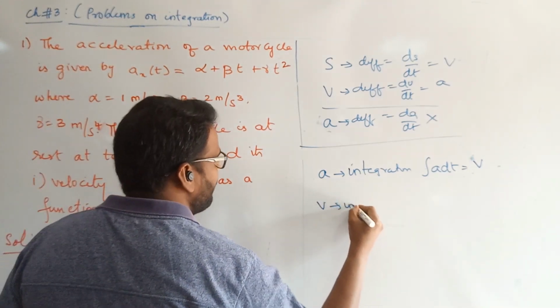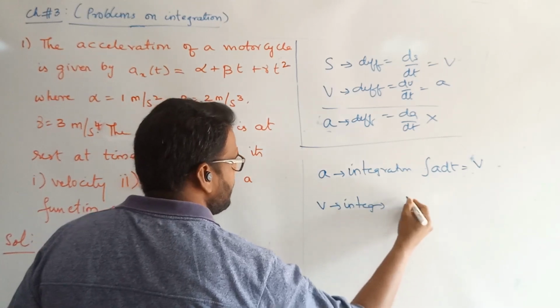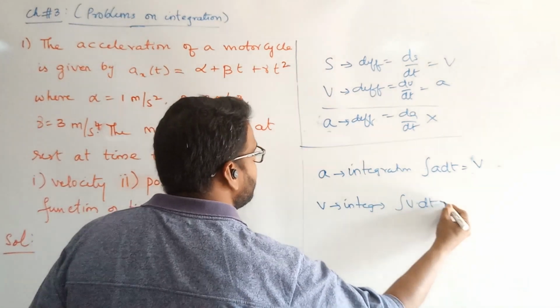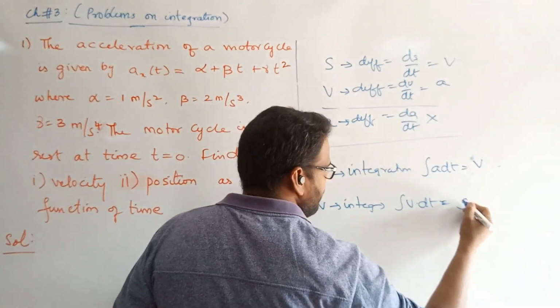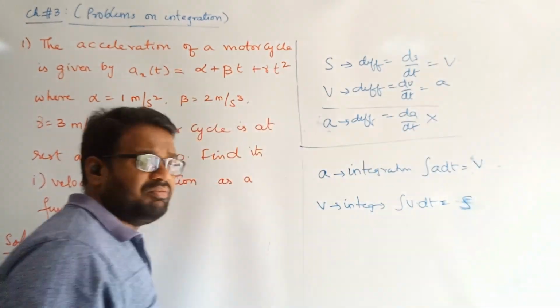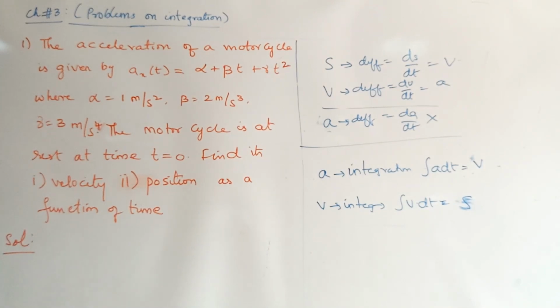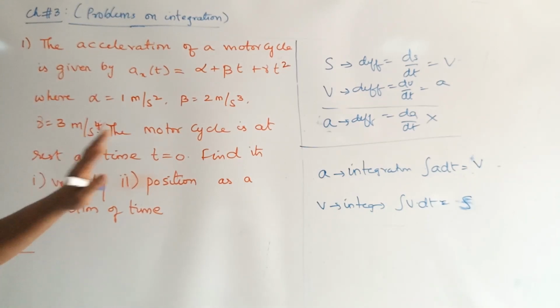Again, v upon integration: v is ds by dt, so from here v into dt, the LHS is what? Displacement. It is now going to give us displacement. This basic information should be there with you. And for the formulas we have for differentiation and integration, you can check the sheet provided in the YouTube links. It is there in the textbook also, but I have provided that sheet for ready reference purposes, right? Accordingly, you remember this basic part.